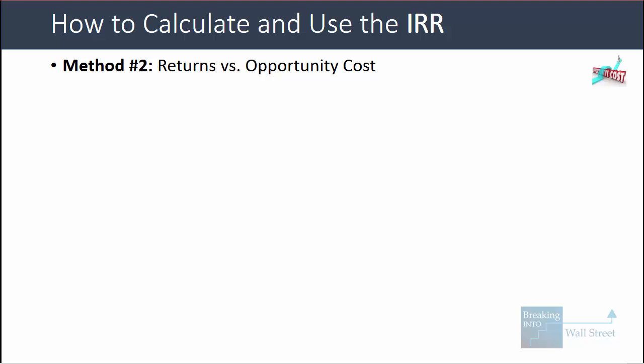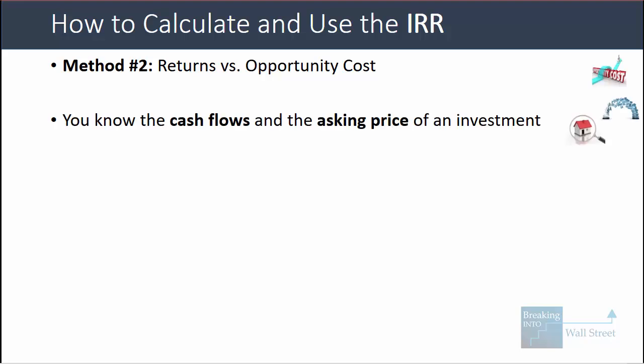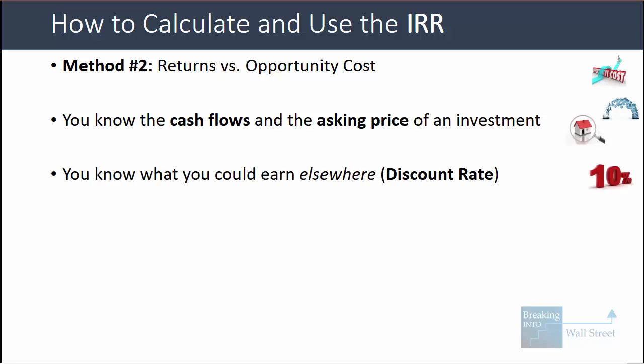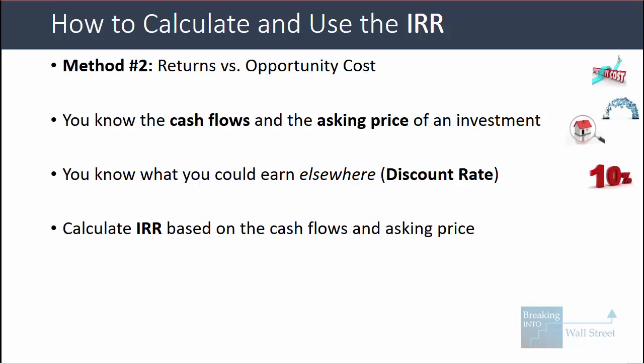In short, with method number 2, you compare your potential returns to the opportunity cost. This method is useful when you know the cash flows and you know the asking price of an investment, and you also know what you could earn elsewhere, in other words, the discount rate. You can calculate the IRR based on the cash flows and the asking price. The asking price will be shown with a negative in the beginning. The cash flows will be positive after that. If you have to contribute more to the investment, that'll also be a negative. If you sell the investment, that'll be a positive.